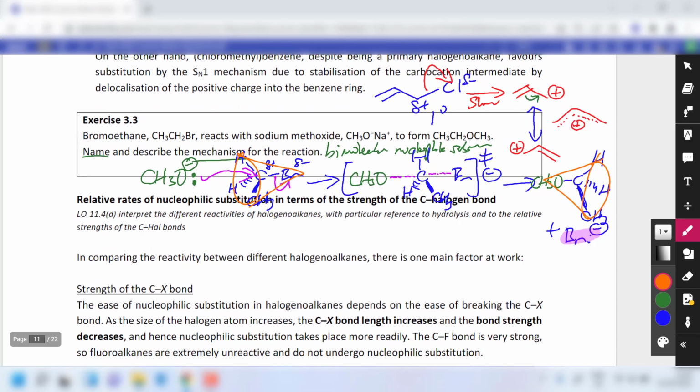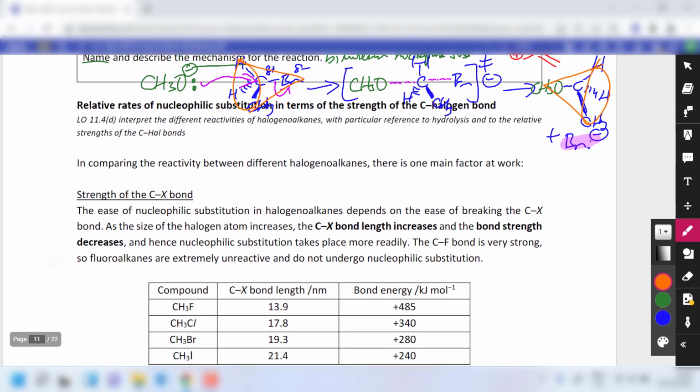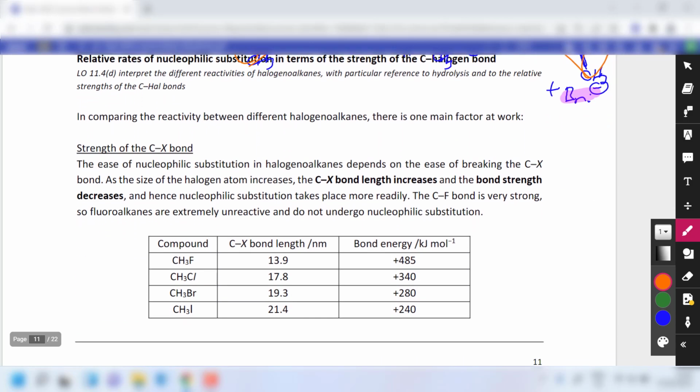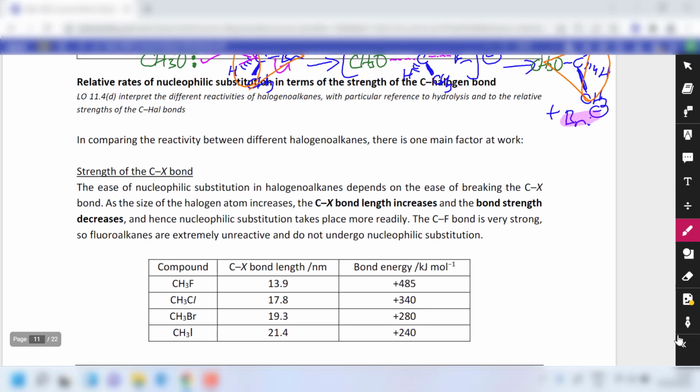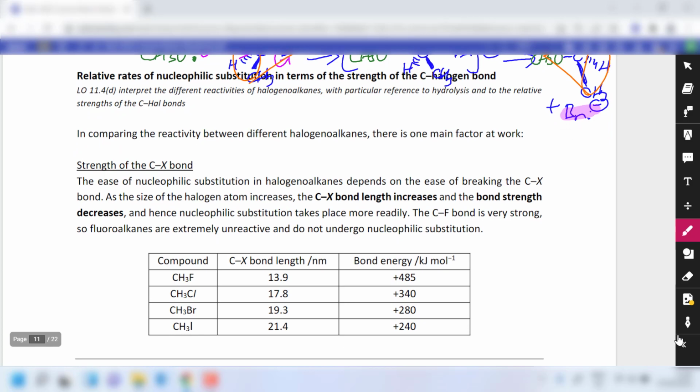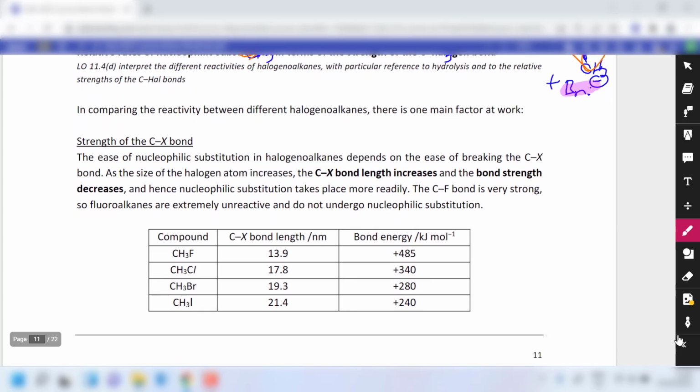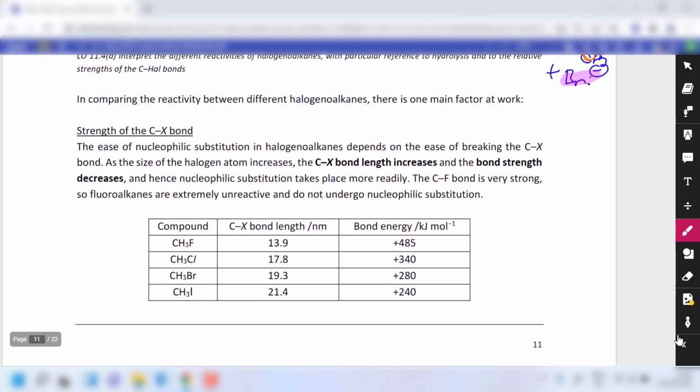So next, we are going to move on to discuss the strength of the C-X bond and how it affects the reactivity between the different halogenoalkanes. As we take a look at the 4 representative compounds, we have fluoromethane all the way to iodomethane. You realize that the C-halogen bond energy actually decreases from 485 to 240.